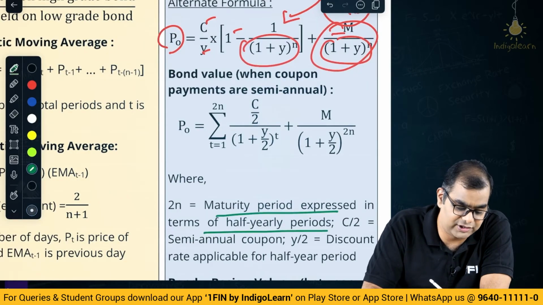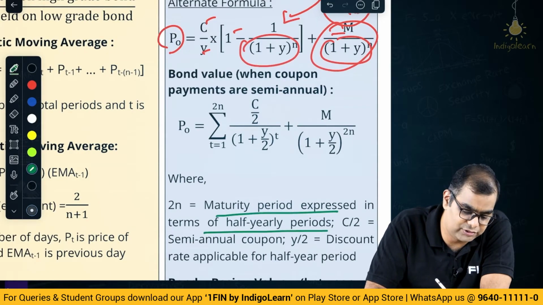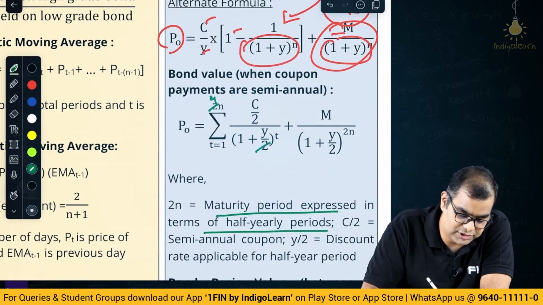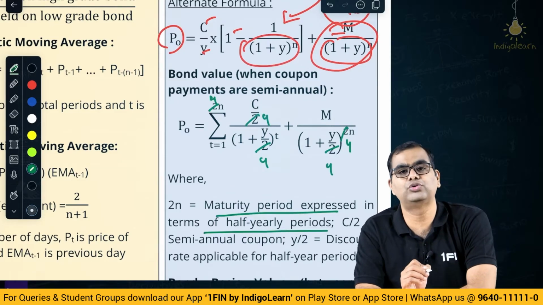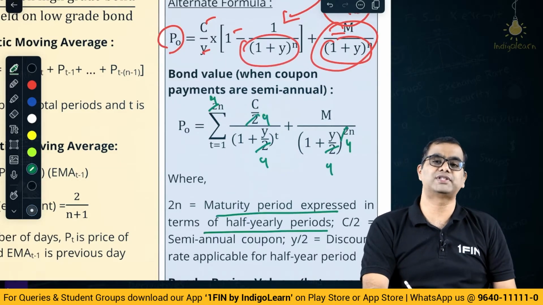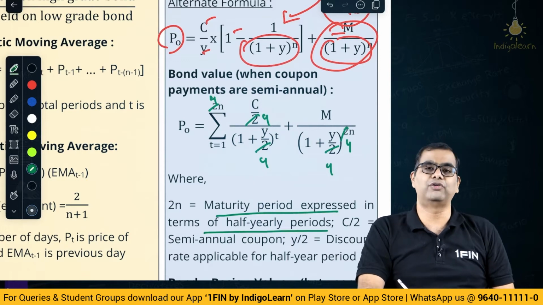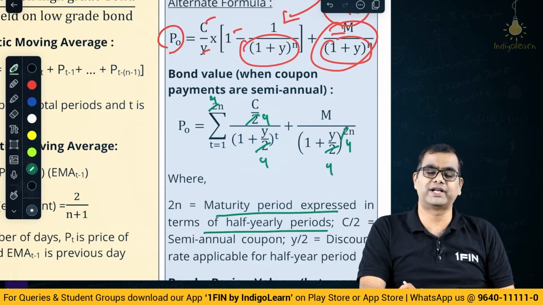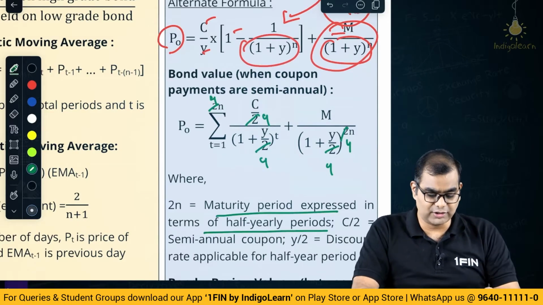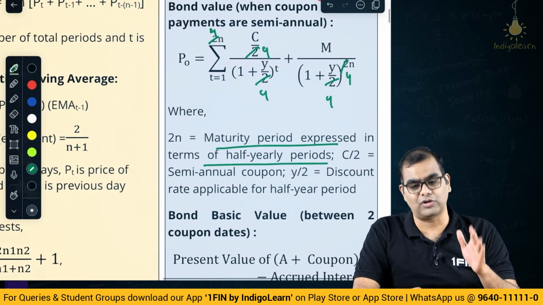If instead of semi-annual, let us say it is quarterly, then what will you do? This will become 4n, this will also be 4, this will also be 4, this will also be 4. Everywhere you compound it 4 times and you divide the interest rate by 4, so that you are accounting for both aspects. This is how you do it if it is a semi-annual or a quarterly coupon.